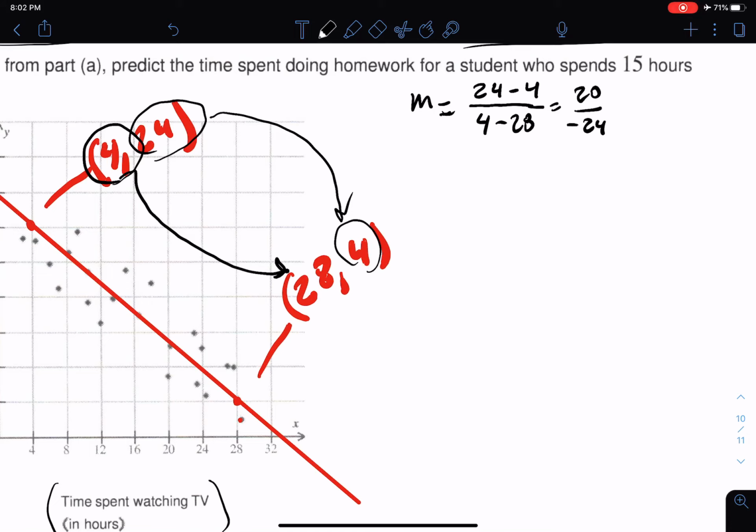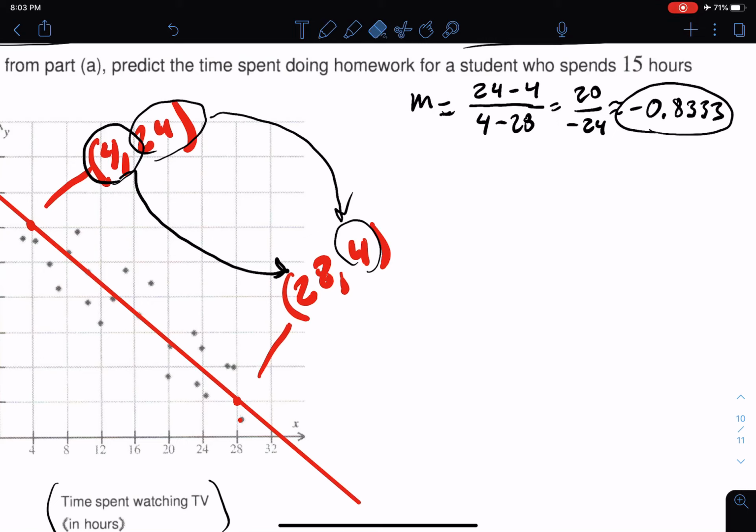And in statistics, in algebra, we'd probably reduce that down to a fraction so we could use slope, counting, go up and left and all that. But in statistics, often we're just going to write that as an approximate decimal. So when I divide 20 divided by negative 24, I get approximately negative, and let's round to 4 decimal places, 0.8333. So that is my slope.